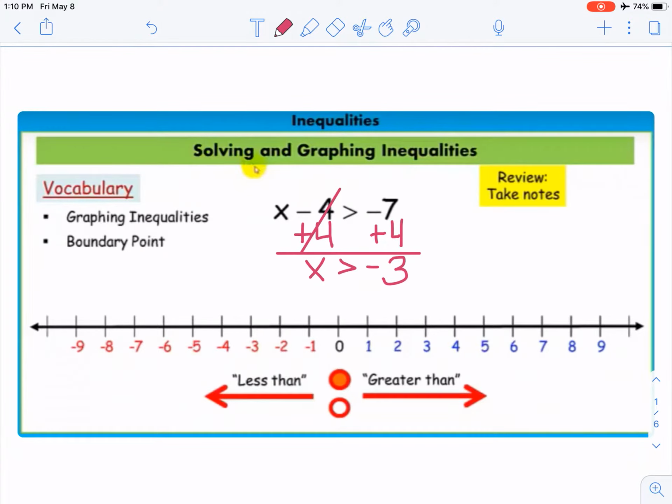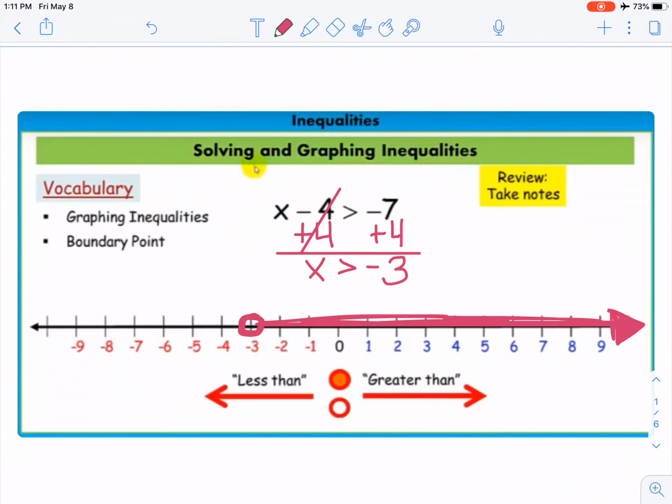Now I have an inequality that I can graph. I'm first going to put my boundary point at negative 3. I see that my symbol says x has to be greater than negative 3, so I'm going to leave this circle open because negative 3 is not included in my answer. Negative 3 is not greater than negative 3. That doesn't make sense. I'm going to shade in the positive direction all the numbers that are larger than negative 3, including my arrow again. And that shows all of the numbers. Every number on the number line in that direction will be larger than negative 3.